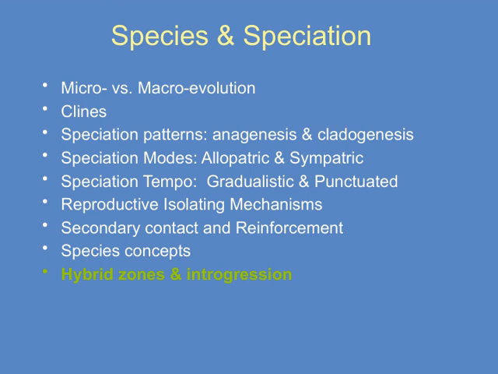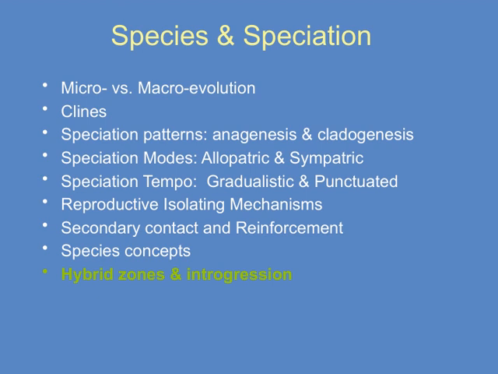Moving on, we see the patterns of speciation, mainly anagenesis and cladogenesis. Anagenesis is when a single species gradually transforms into a new form, whereas cladogenesis involves a branching event, creating new species from a common ancestor. When discussing modes of speciation, allopatric speciation occurs when populations are geographically separated, leading to divergence. In contrast, sympatric speciation happens without physical separation, often driven by other factors like ecological niches or behavioral differences.